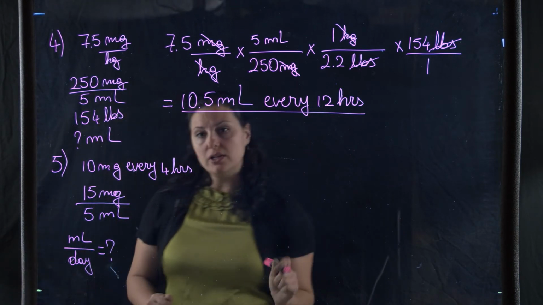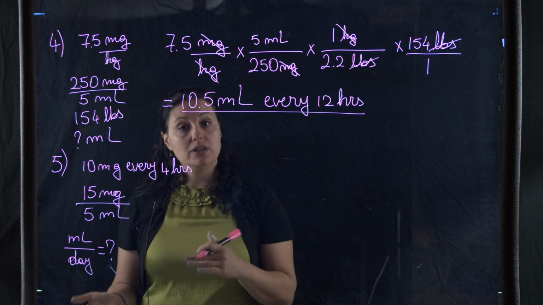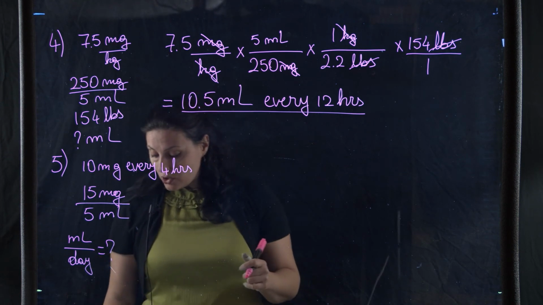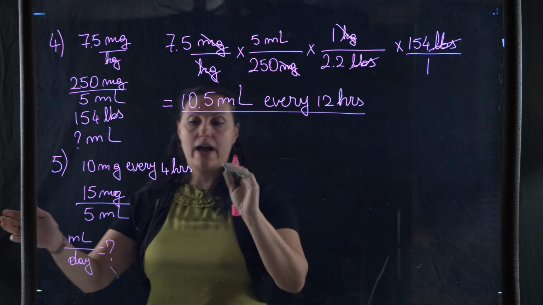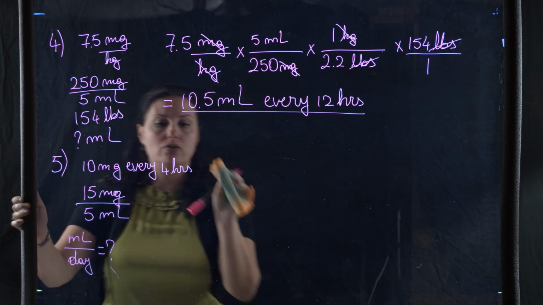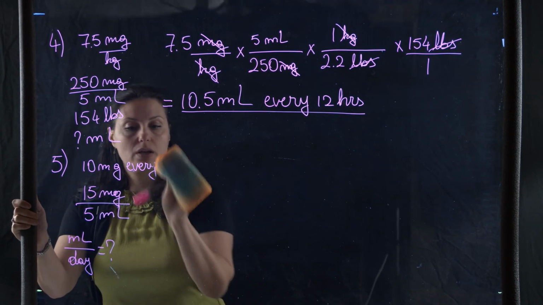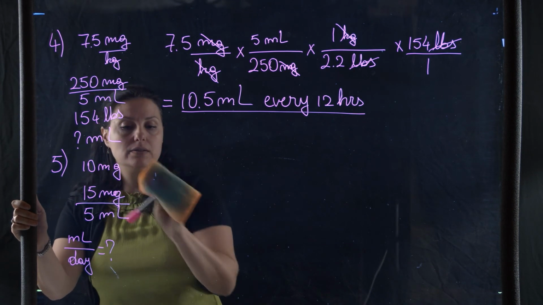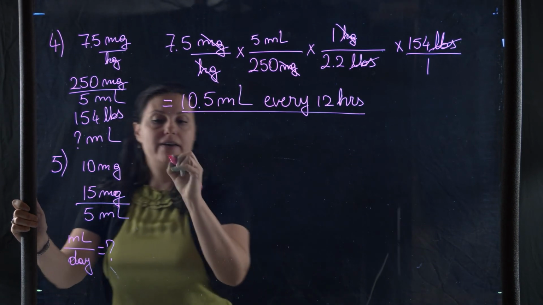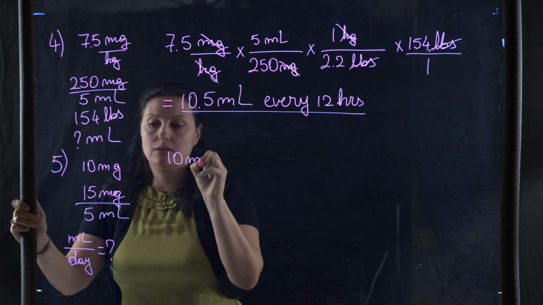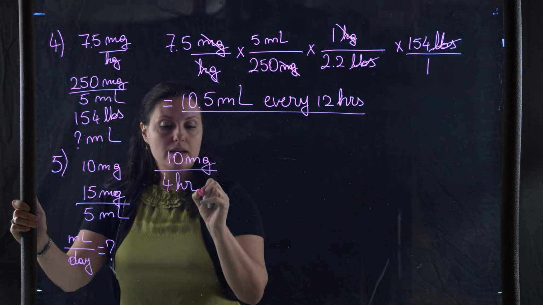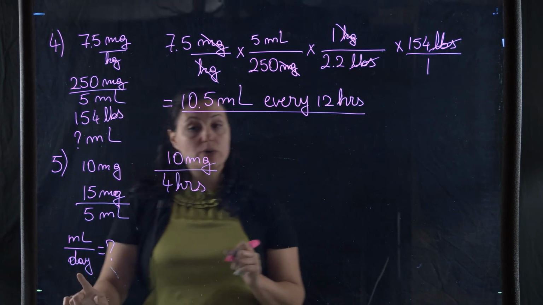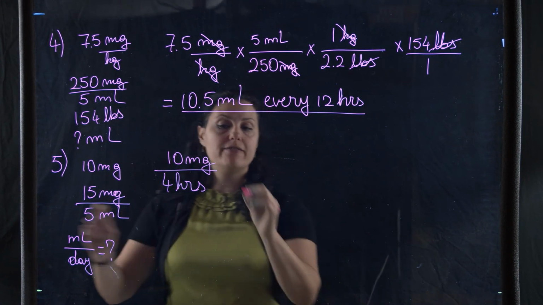Here we just wanted milliliters. Here we wanted milliliters per day. So let's start with what we're given. We're given 10 milligrams every 4 hours. I'm going to erase this so I have room. So I have 10 milligrams every 4 hours. Now I want to convert that to a day. So let's convert the hours to a day first.